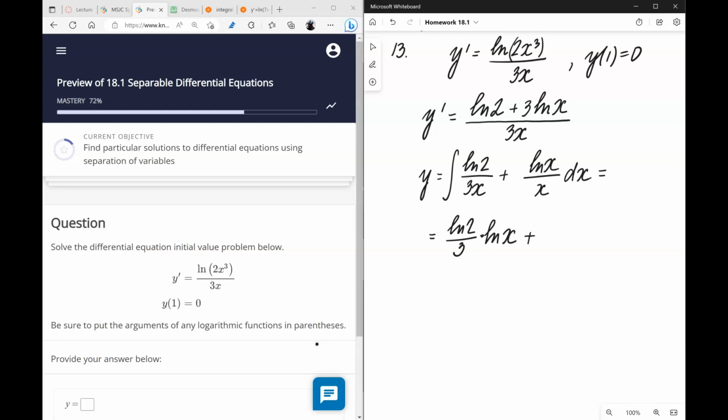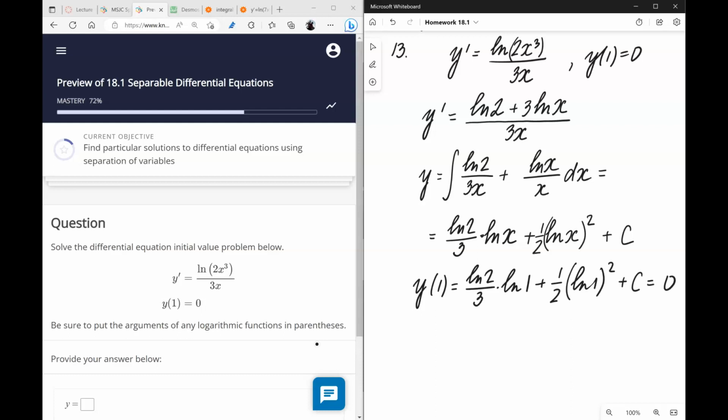And the other one, this is where we do the substitution. So it's just going to end up being, well, 1/2 ln of x squared, right? Let's double check. So if we differentiate this, we're going to have 2 times 1/2 ln of x times the derivative of ln x, which is 1 over x, right? This looks right. Now, this is the initial value problem, so we're going to plug in 1, and we're going to have ln of 2 over 3 times ln of 1, which is 0, plus 1/2 ln of 1, which is 0, squared, plus c, and all that is equal to 0 means that c is equal to 0.